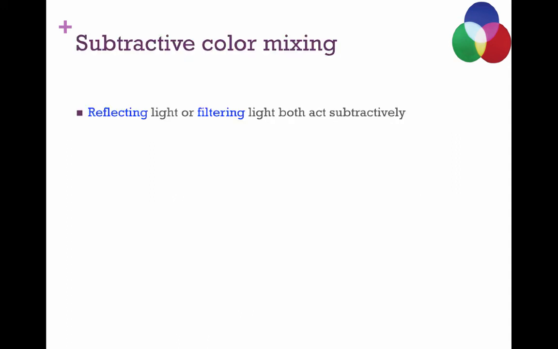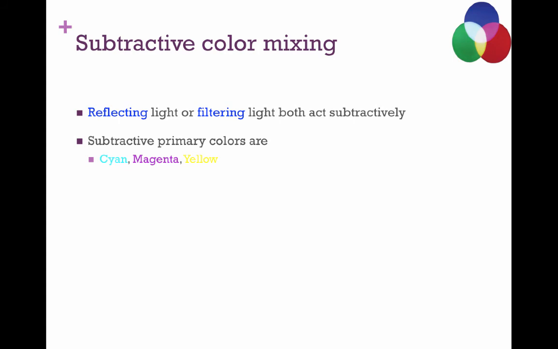Now, that was all about additive color mixing, or adding light. And subtractive color mixing is when you either reflect light or filter light. In both cases, you're doing subtractive color mixing. The subtractive primary colors are cyan, magenta, and yellow.